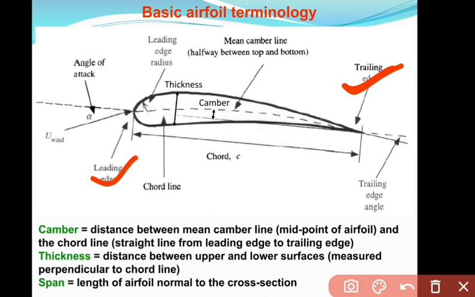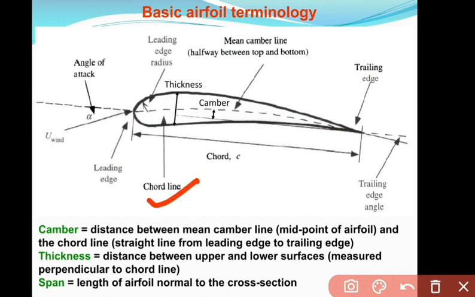Then thirdly comes the chord line. Chord line is a straight line connecting the leading and trailing edge of the aerofoil. Here you can see this is the straight line connecting the leading edge and trailing edge of the aerofoil. This is known as your chord line.